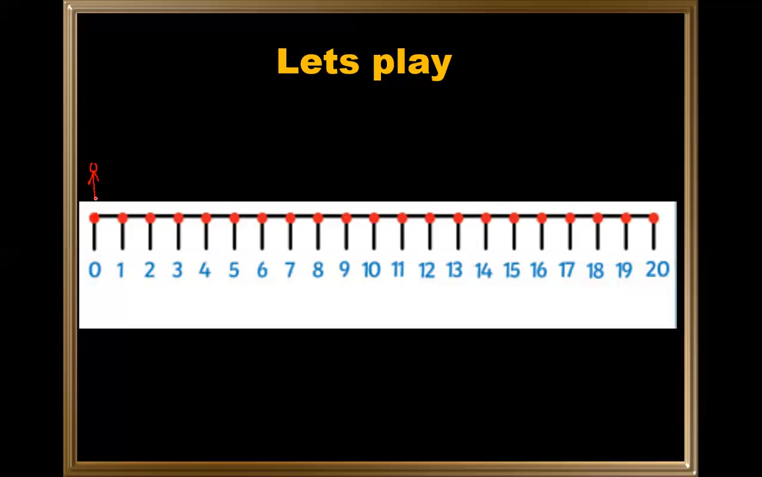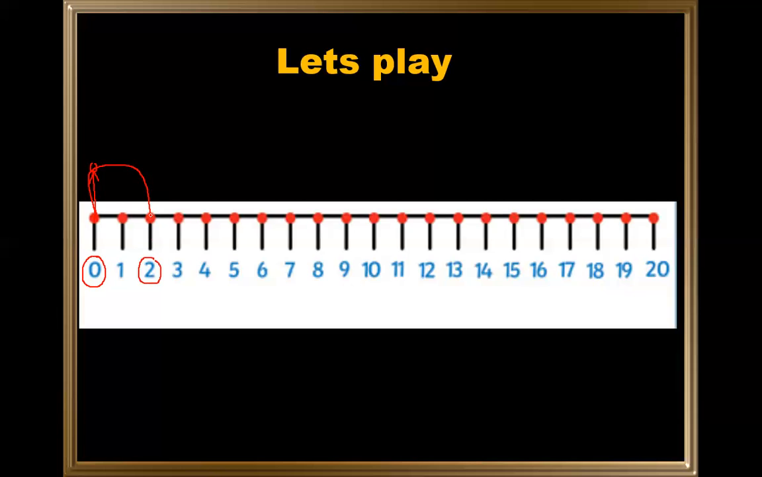I am standing on the number 0, and I would like to take 2 steps at a time. I want to jump only 2 steps, and I come on 2. If I take one jump, I come on 2, right? I started from 0, and when I started jumping, I came on 2.